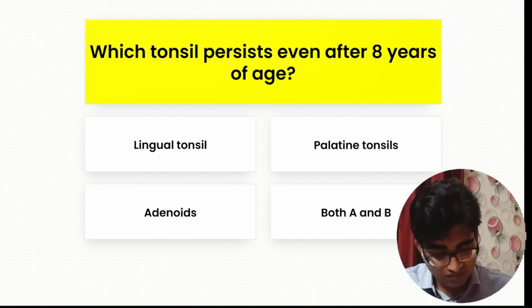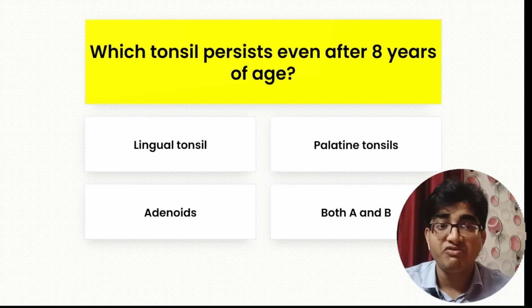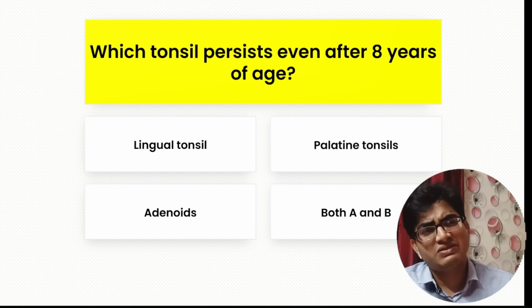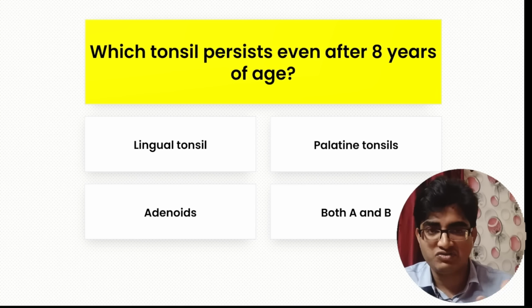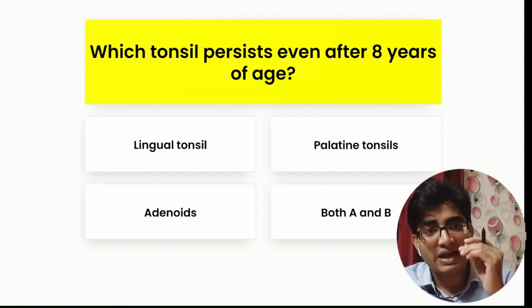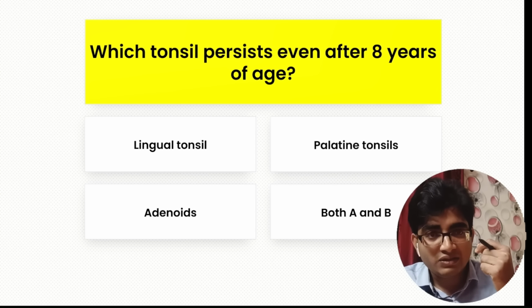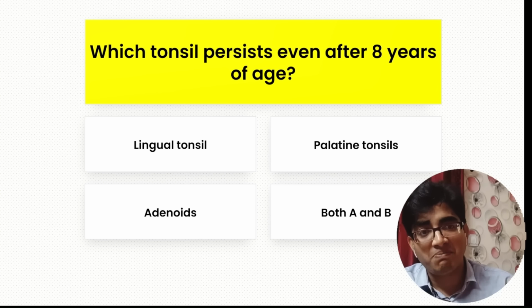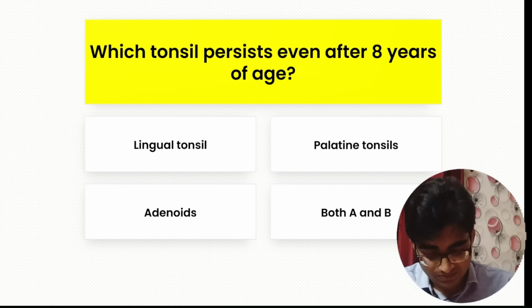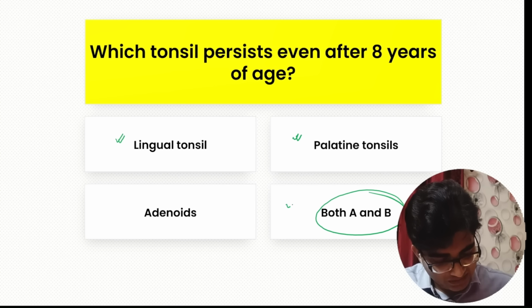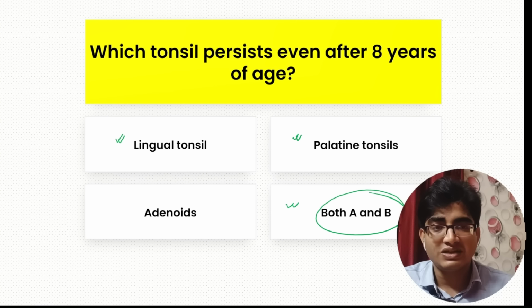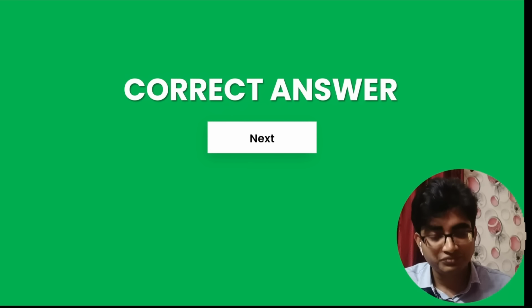Next question. Which tonsil persists even after 8 years of age? Obviously by 10 to 12 years, the adenoids are gradually atrophying, no problem, but the palatine tonsils are present even after 8 years of age, no doubt in that, and the lingual tonsils also may be present even after 8 years of age. So both the lingual tonsils as well as the palatine tonsils are present even after 8 years of age. That is the correct option to go with.